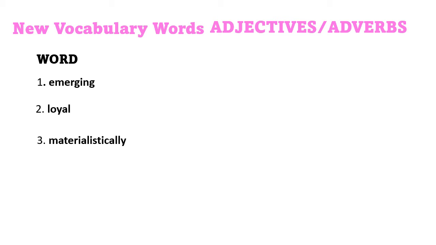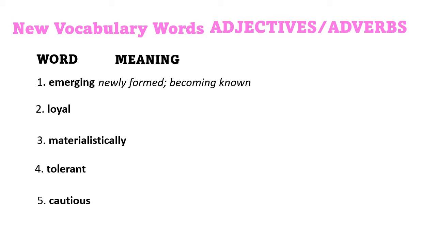New vocabulary words. Adjectives, adverbs. Number 1, emerging. Number 2, loyal. Number 3, materialistically. Number 4, tolerant. Number 5, cautious.